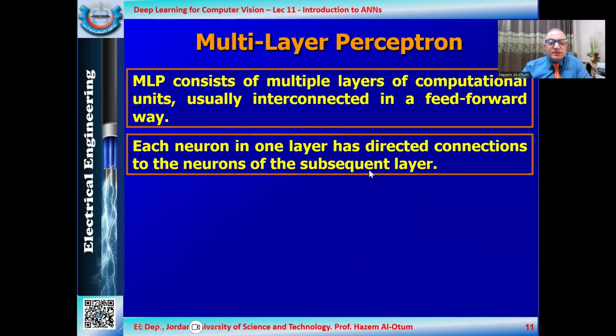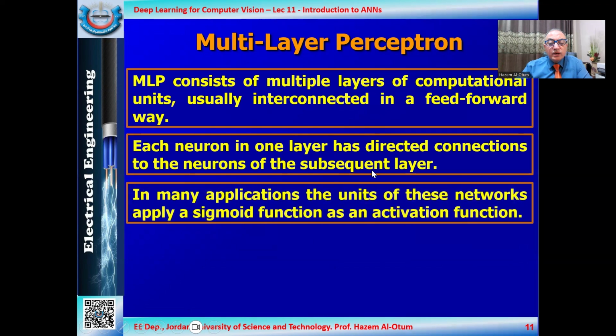Here we are stressing the idea that the connection is made in a forward direction, from the current layer to the subsequent layers in the neural network. In fact, in MLP, we usually use a sigmoid function as an activation function. Now, what about other activation functions? This also will be discussed later. The simplest way is to use the sigmoid, and this is very common in neural networks.